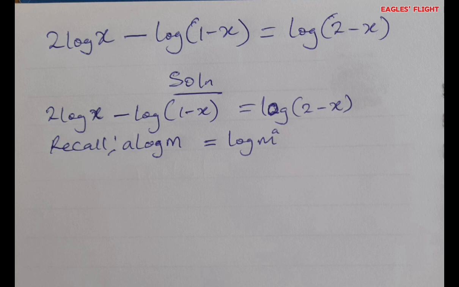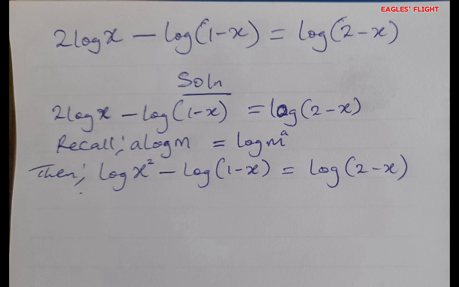So let's go back to the question we are dealing with. It means 2 log x becomes log x squared, the 2 becoming a power of x. So it now becomes log x squared minus log (1 minus x) equals log (2 minus x).